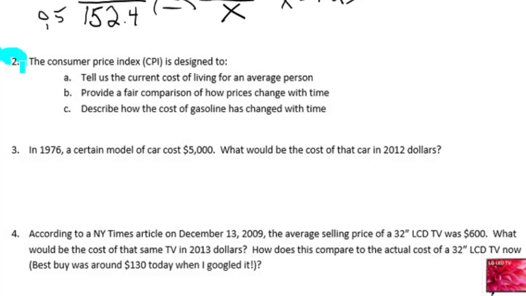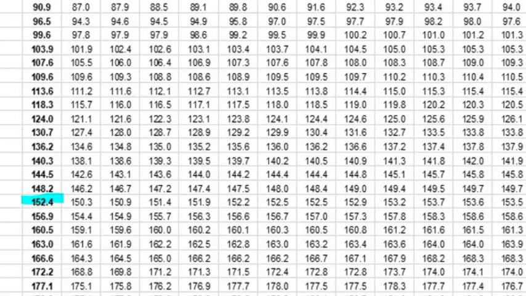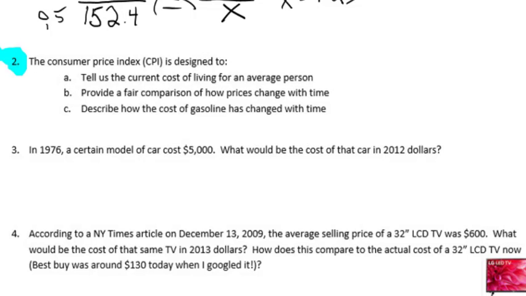Okay, question 2. The Consumer Price Index is designed to, let's just look here at the Consumer Price Index. These are the years, and this is the cost of that average basket of goods each year. Basically, what's being measured here and taken into account is the inflation rate. So is the Consumer Price Index designed to tell us the current cost of living for an average person? No. There's nothing about the cost of living per average person. There's just a fair comparison of how prices change with time. So the correct answer there is B.